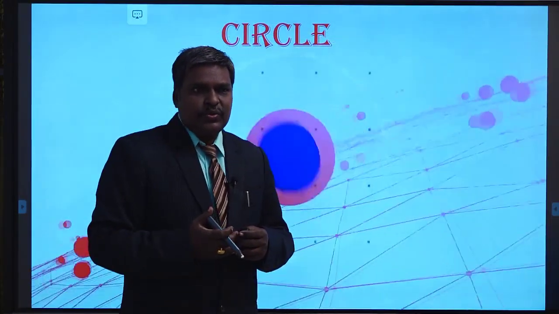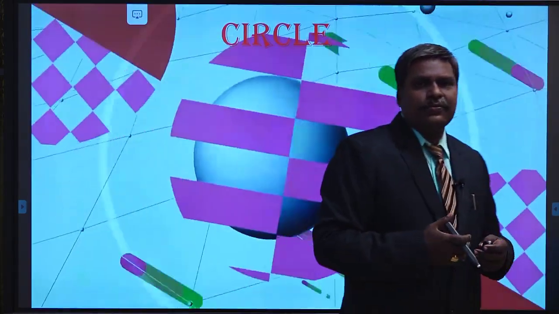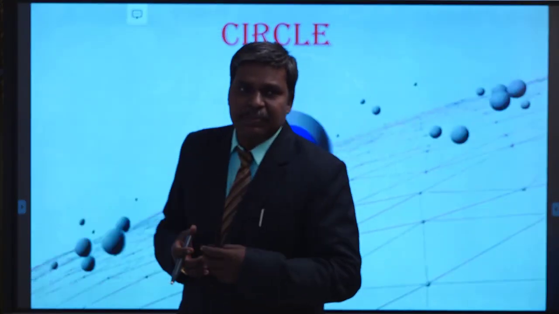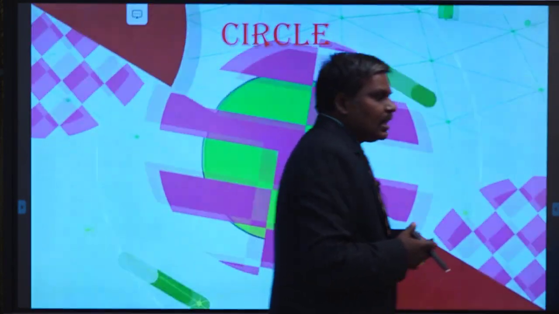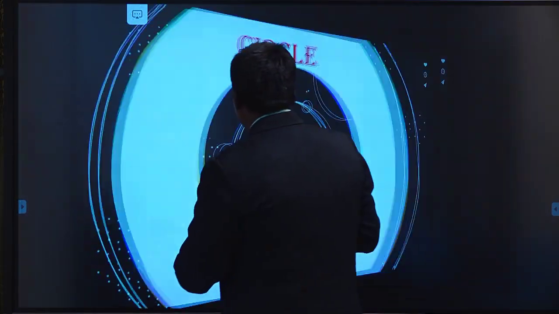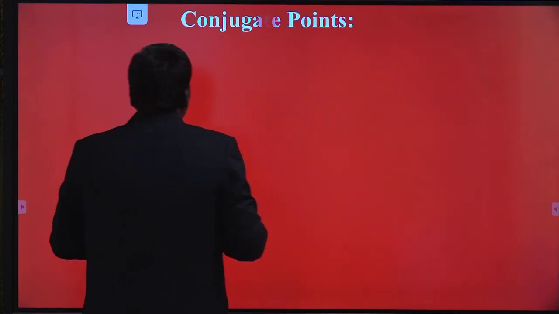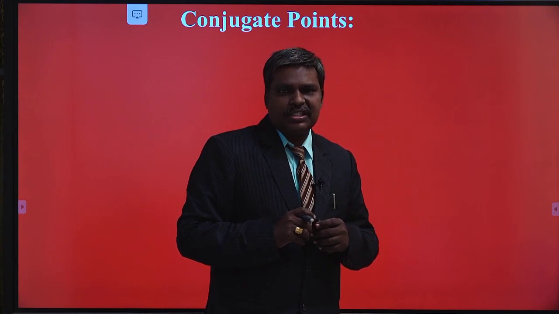Now let us see what are conjugate points with respect to a circle. How to form them? What are the properties of conjugate points? What are conjugate lines? How to obtain the conjugate lines? What are the properties of conjugate lines? Let us see in this session. Understand? Conjugate points. What is the concept here?